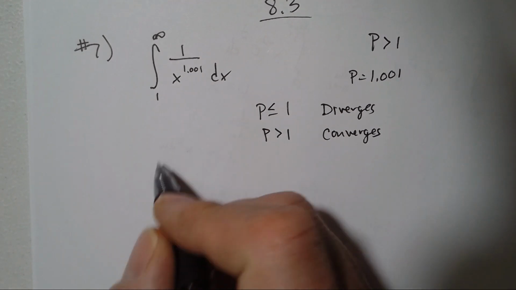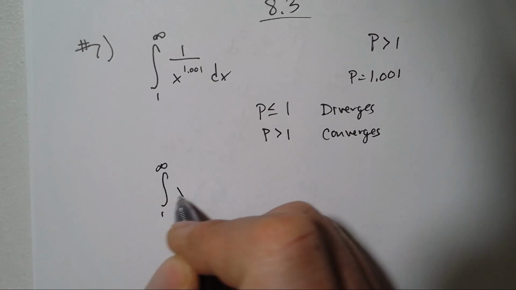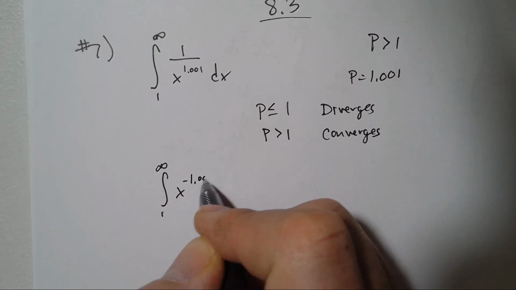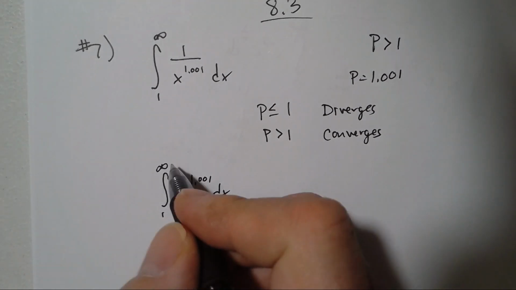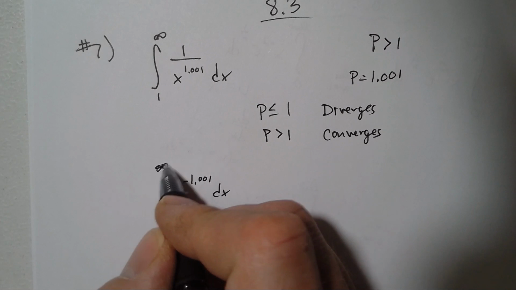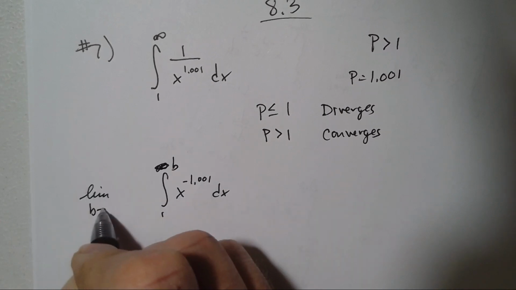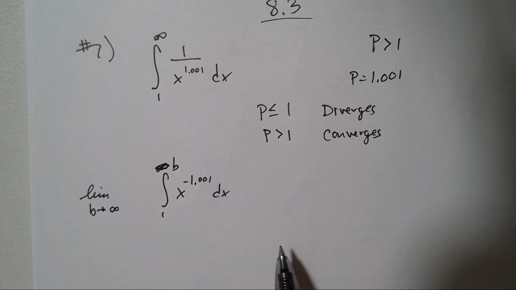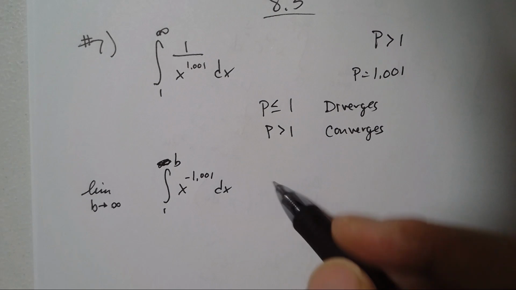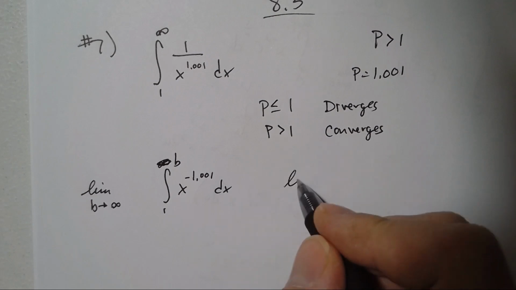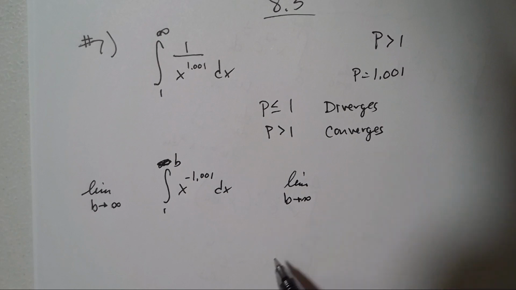So that's the same as the integral of x to the negative 1.001 dx, and we're going to find it from 1 to b as b goes to infinity. You're supposed to do it before we integrate it. If you want to find the antiderivative and then say the limit as b is going to infinity, that's alright, as long as you do it at one point.